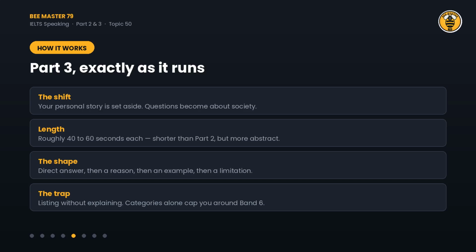Now part 3. The examiner puts your personal story aside and asks broader questions about society. Answers here are shorter than part 2, roughly 40 to 60 seconds, but they need to be more abstract. You are being asked to think out loud, and a good part 3 answer almost always has the same shape: a direct answer, a reason, an example, and a limitation.